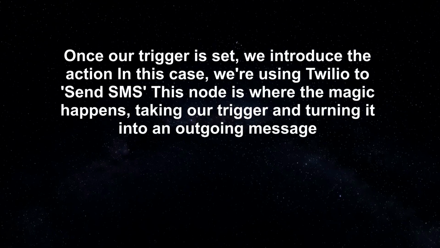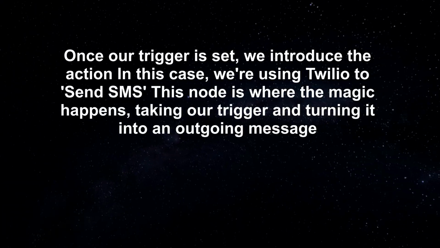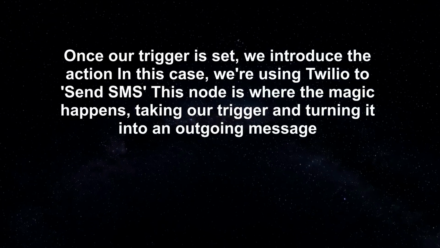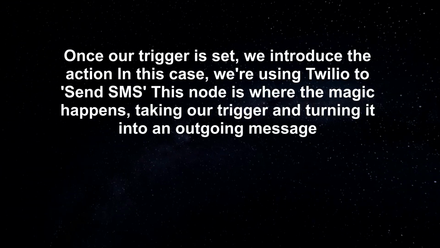Once our trigger is set, we introduce the action. In this case, we're using Twilio to send SMS. This node is where the magic happens, taking our trigger and turning it into an outgoing message.